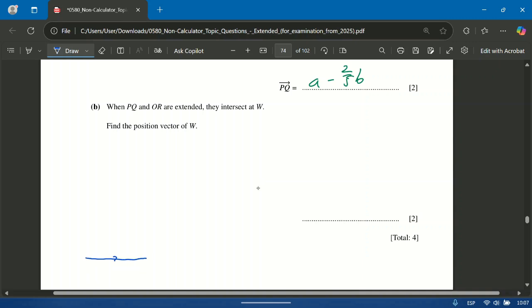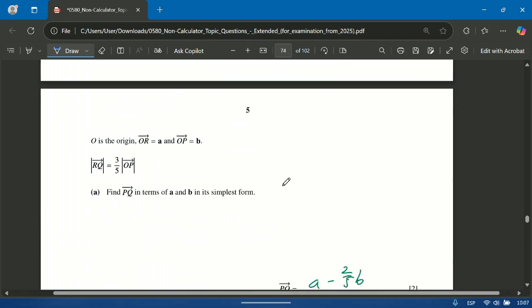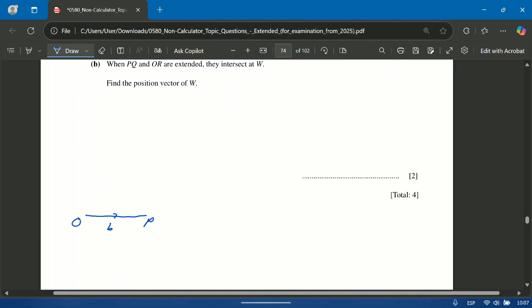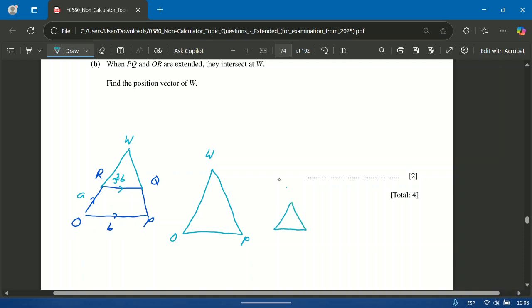We have that line, which is B, and that's OP. Then we have RQ. Okay. What they do then is they extend the lines to meet at W. Okay. Now remember, this is A, this is 3/5 B. What we have here are two similar triangles. Okay, we've got the big triangle, which is WOP, and we have the small triangle on top, which is WRQ.